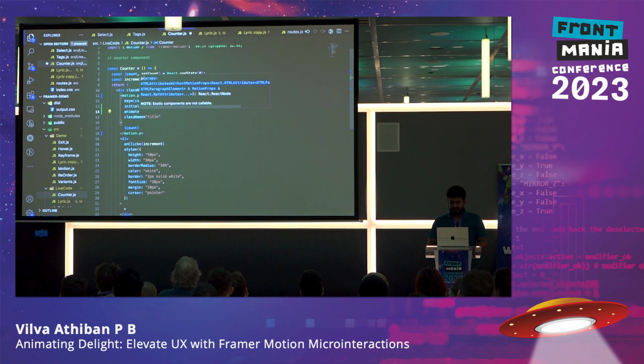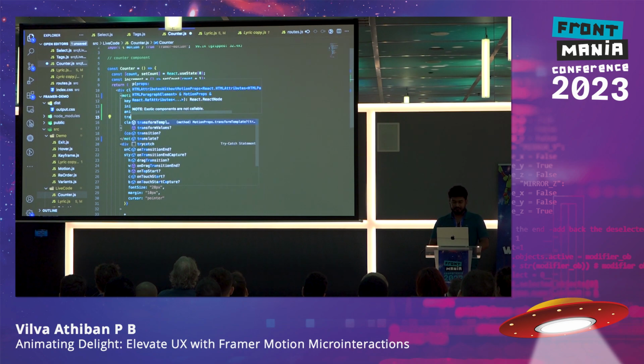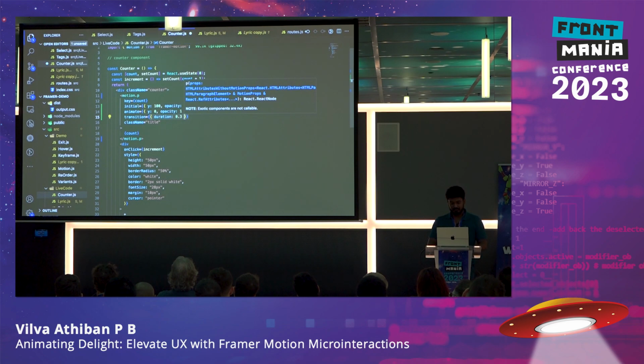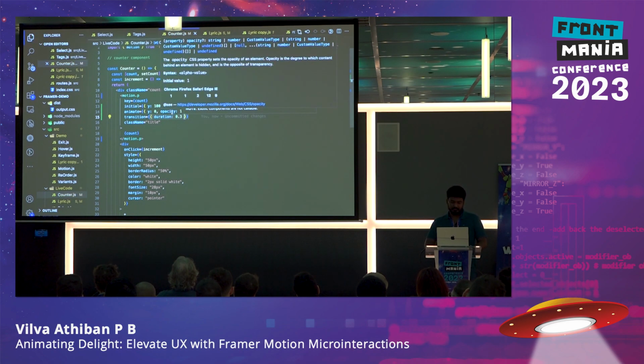And let me add the final thing, which is like Y will be 0, and opacity will be 1. And I'll add a transition, duration of maybe 0.3 seconds, because too long might not look good.